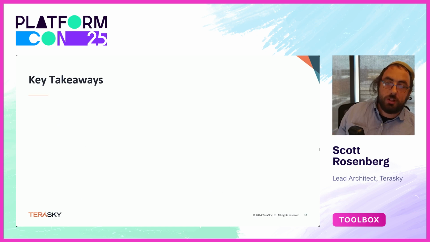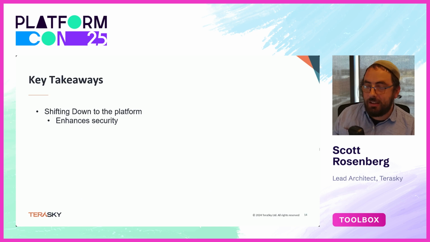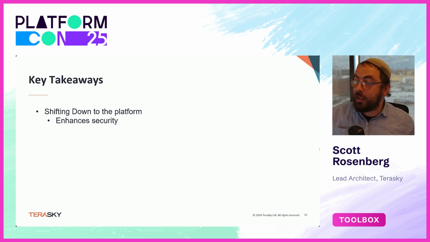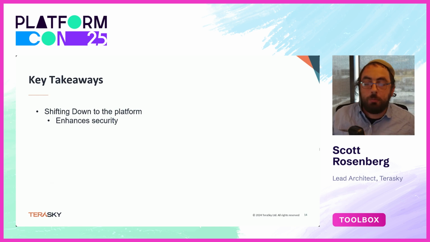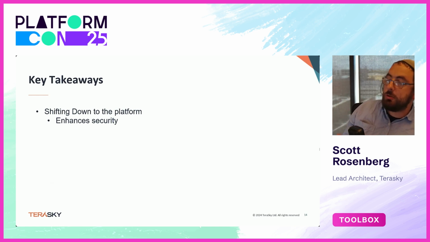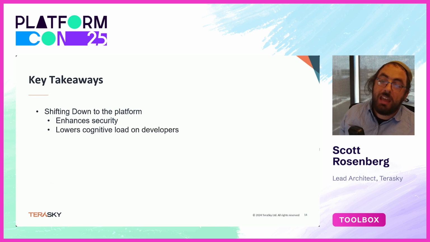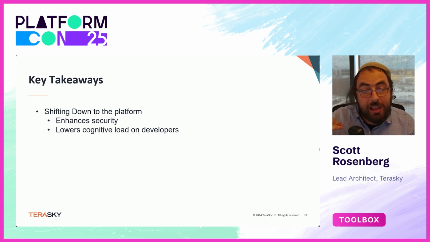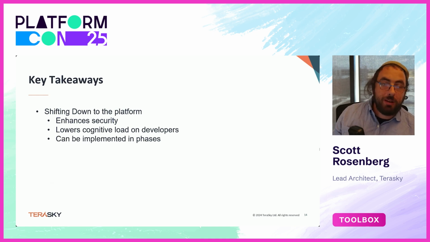So, what are the key takeaways here? Number one, shifting down to the platform enhances security. By having the custom APIs, by abstracting things away, we make things much easier. We add security at early phases in the platform using buildpacks, using Snyk, using all these tools. We can enhance security in really powerful ways. It lowers cognitive load on developers by only exposing them what they actually care about and letting the platform deal with everything else. It can be implemented in phases.